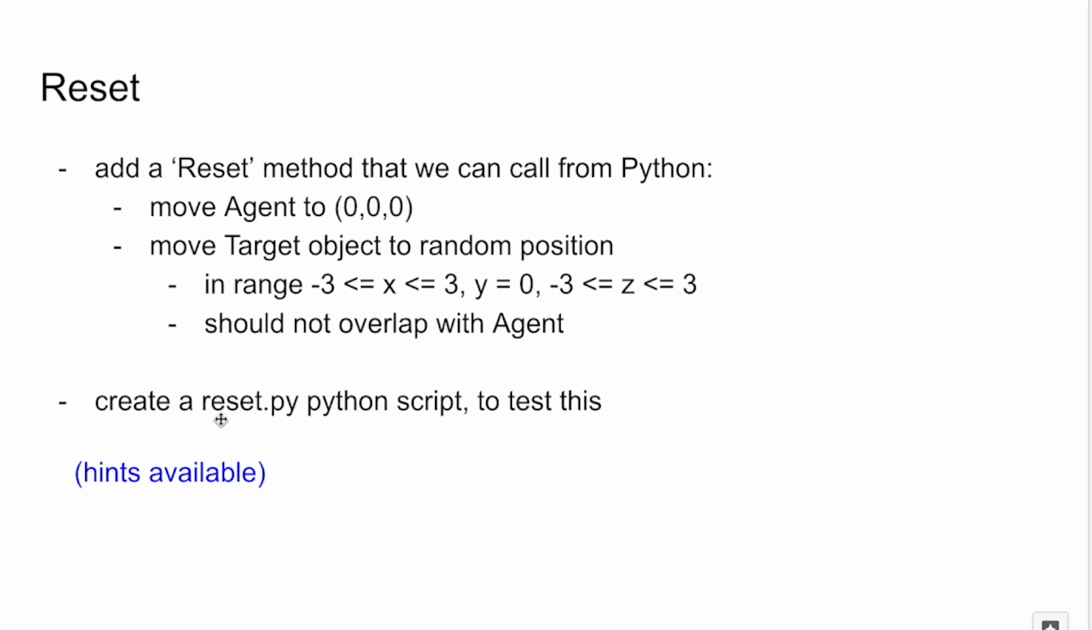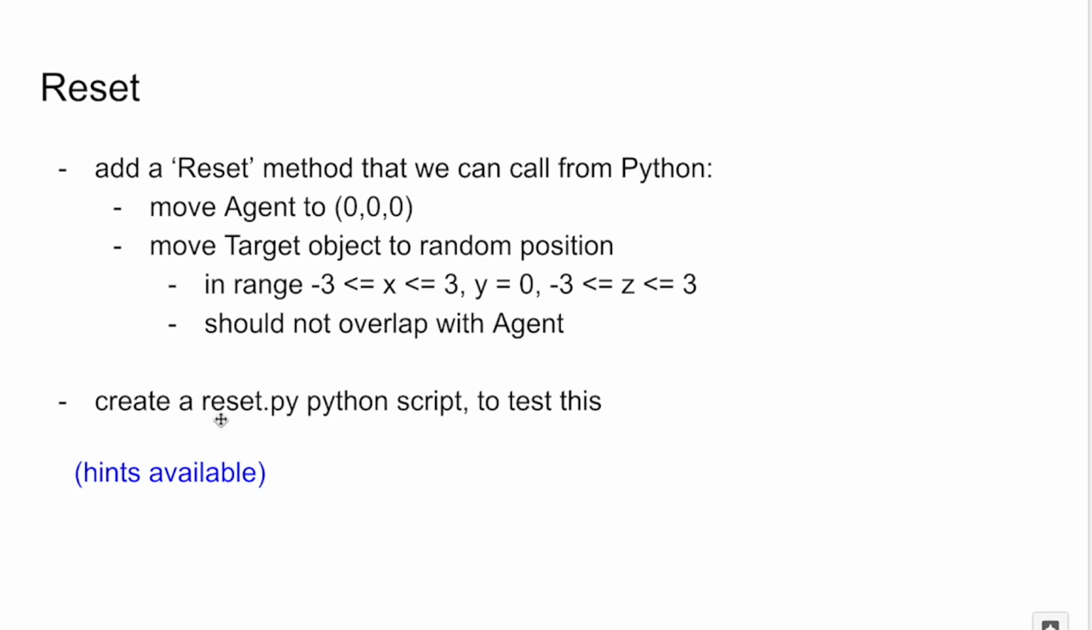It should move the agent to 0, 0, 0, and it should move the target to a random position in the range, like x is -3 to +3, z is -3 to +3, and y equals 0. It should not overlap with the agent. And we need to create a reset.py Python script to test this.